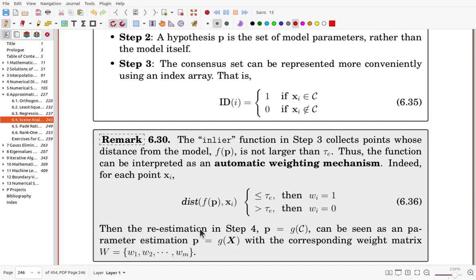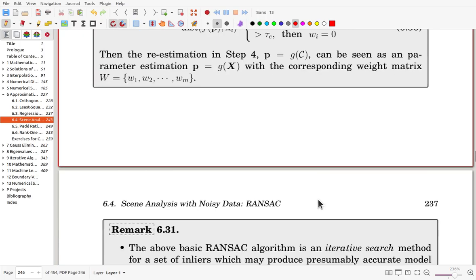Also, this technique can be considered an automatic weighting mechanism. Inside the strip, points are considered for the least squares algorithm. Outside is ignored. So when the distance from xi to the model is bounded by tau epsilon, it looks like we are setting the weight to 1, otherwise the weight is 0. So RANSAC can be considered a weighted least squares method, and the weighting mechanism is automatic. You may consider it this way.